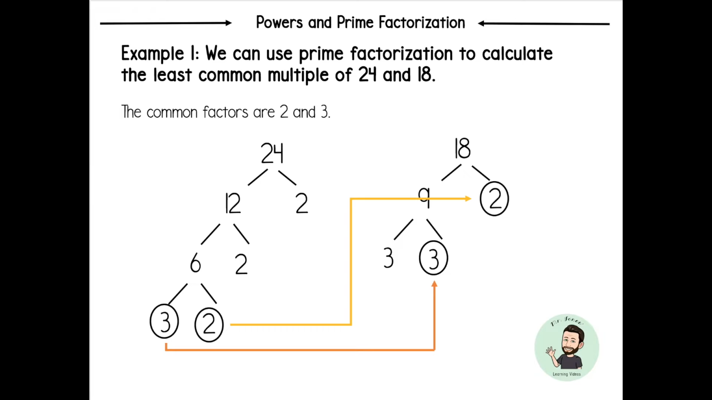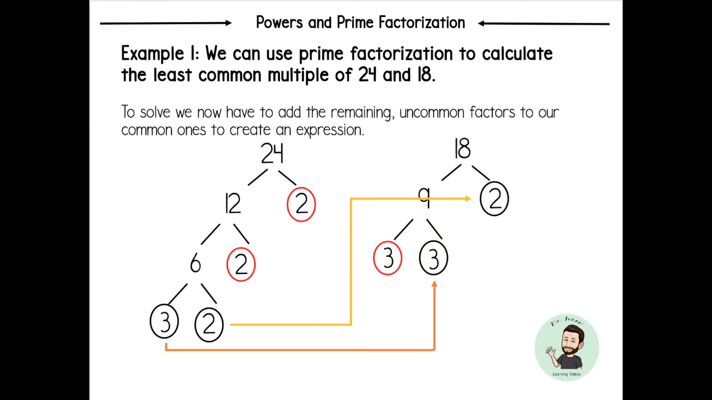The common factors are 2 and 3, and I've just added arrows here to show where those are, because obviously there are multiple 2's with 24 and multiple 3's with 18. Now the numbers circled in red are the remaining. So to solve, we now have to add the remaining uncommon factors to our common ones to create an expression.